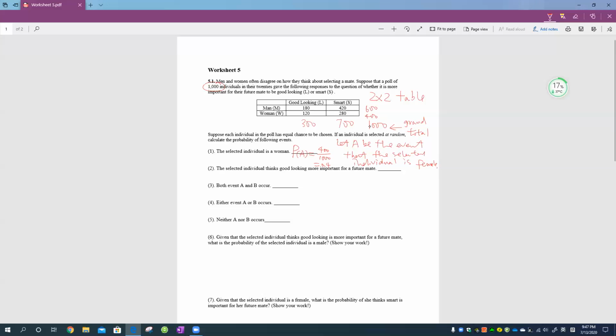The selected individual thinks good looking is more important for a future mate. Good looking more important. Then we can define this using the letter B. Let B be the event that the selected individual thinks good looking is more important.